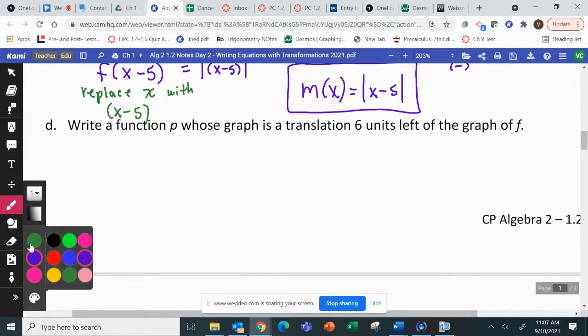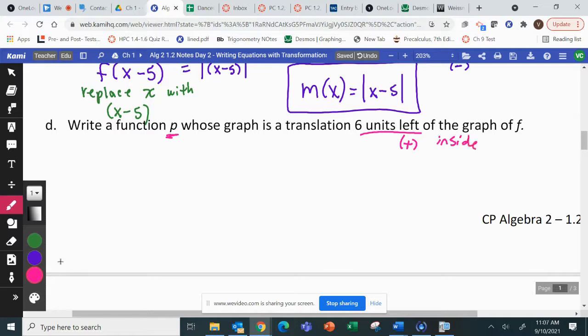Next one, write a function p, there's the name, whose graph is a translation 6 units left of the graph of f. So this one's horizontal, which is opposite. So we're going to be doing a plus sign. It's going to be on the inside. So I will have f of, and I'm going to do it on the inside, x plus 6. That's my directions. That's my function notation that says what to do to the f equation.